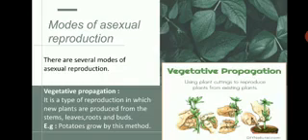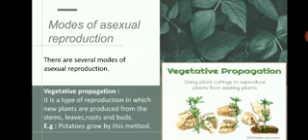It is a type of reproduction in which new plants are produced from the stems, leaves, roots and buds. In vegetative propagation, we take a part from a plant and it helps to introduce the plant in new areas where the seeds fail to produce plants. It is more rapid, easier and cheaper. So new plants produced by vegetative propagation are exactly alike the original plant.